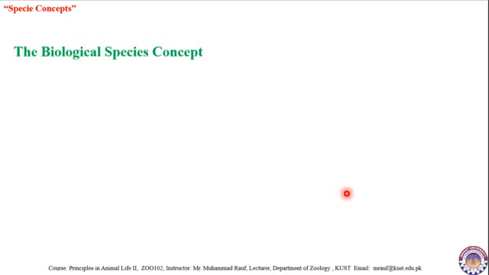Now we will discuss different species concepts, and the first one is the biological species concept. This is the most favorite definition of zoologists and biologists. It was developed by a famous taxonomist, ornithologist, and evolutionary biologist, Ernest Mayr, in 1942. The biological species concept emphasizes reproductive isolation.